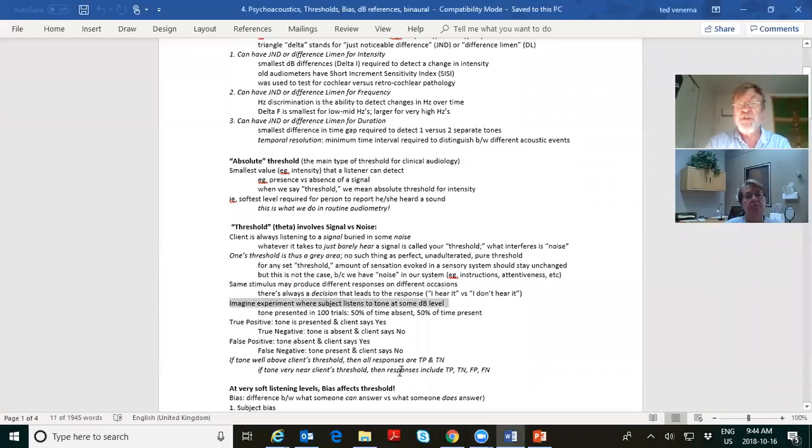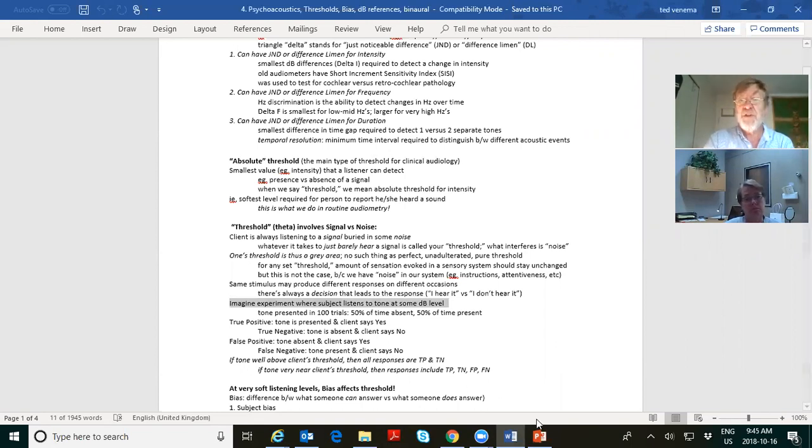Imagine an experiment where a subject listens to a tone at some dB level. The tone is presented 100 times. 50% of the time the tone is absent, and 50% of the time the tone is present. True positives means the tone is presented and the client said yes. A true negative would be when the tone is absent and the client says, no, I didn't hear anything. False positive, the tone is absent and the person is guessing, like Mrs. McGillicuddy with her little purse, the first grade school teacher. False negatives would be like Herb. The tone is present, but he says he doesn't hear it.